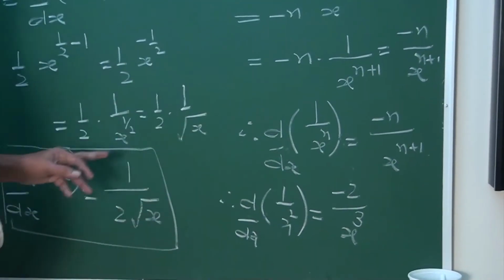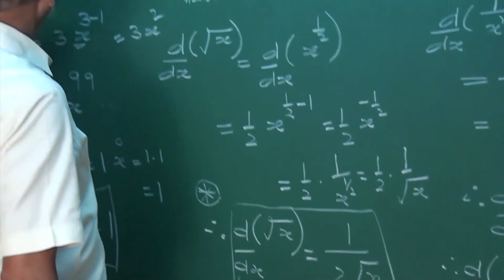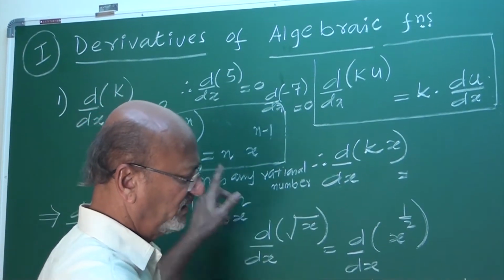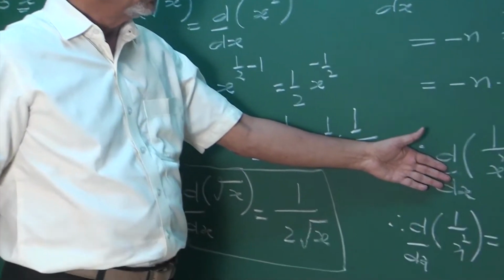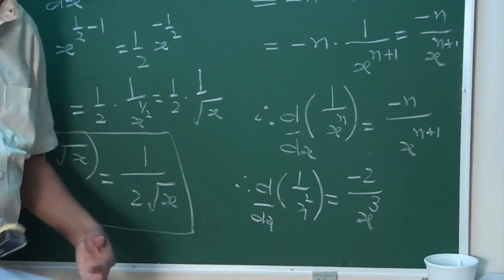And what is root x? It is 1 by 2 root x. Yes, my friends, in algebraic functions, this is the first and this is the second. I treat this as a formula. Why? It helps us to write directly like this: minus 2 upon x to the power 3.